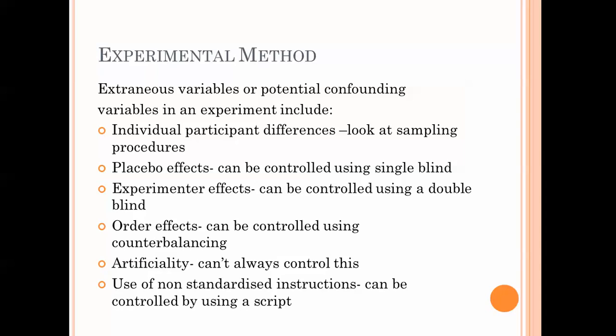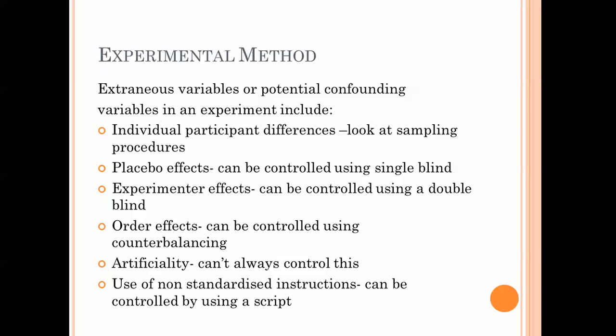Artificiality, now this is the one: quite often we do experiments in labs, so we can't always replicate real life situations. And unfortunately, that's just the fact of the matter, so we can't always control for this. And sometimes you find that there's a numerous amount of experimenters doing the research, so they might be giving different instructions to groups of people, and this can be controlled by giving them a script and making sure that everyone has standardised instructions. So these are just some possible things that can affect our experiments.